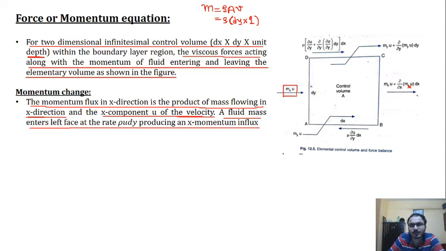And instead of velocity we are having u into u. So finally we are getting rho u dy. So here we are getting mass as rho u into dy for the phase AD.